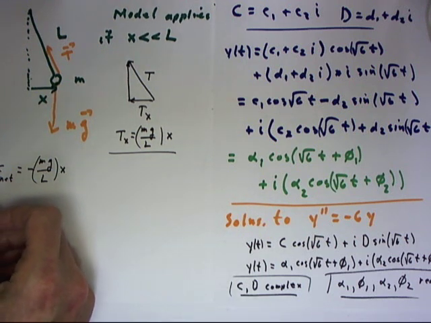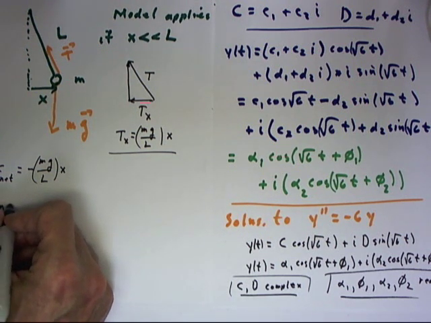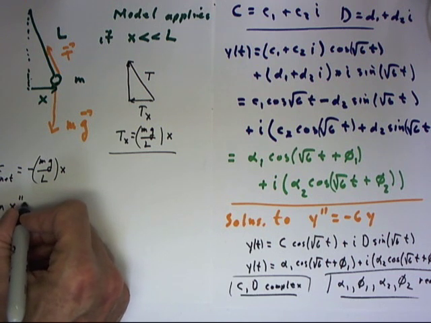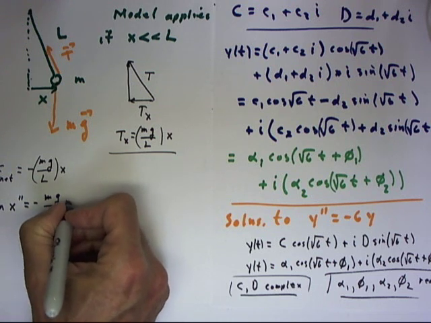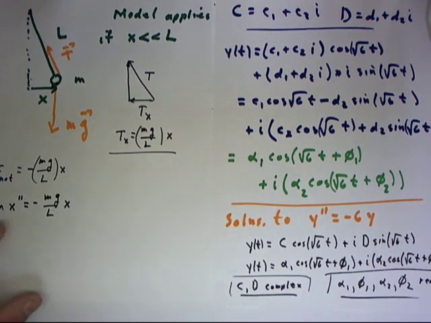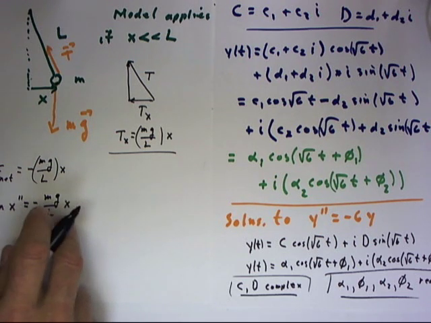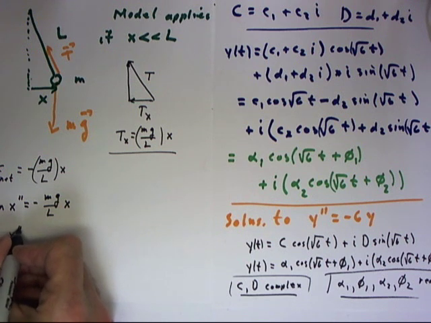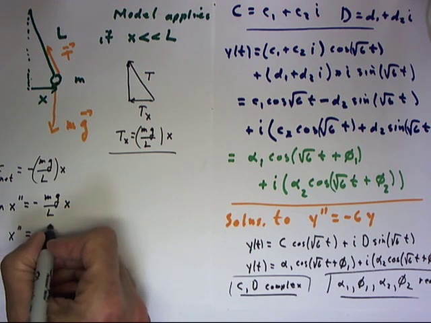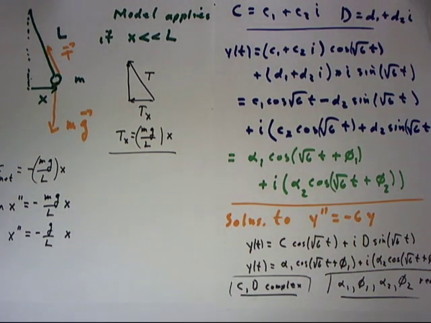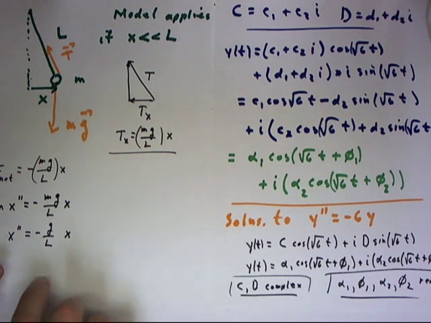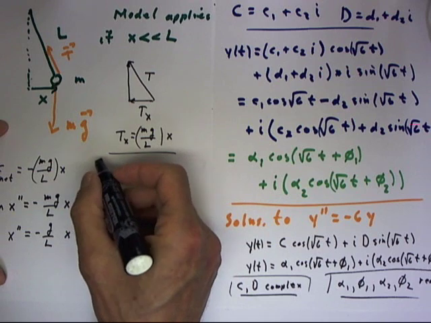Now we know that the net force is just mass times acceleration, which is mass times the second derivative of x, giving us a differential equation, mx double prime equals negative mg over L times x. Dividing both sides by m, we have x double prime equals negative g over L times x. This is a differential equation that we easily solve by the methods we've developed.